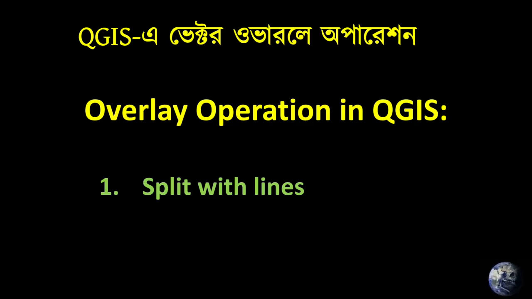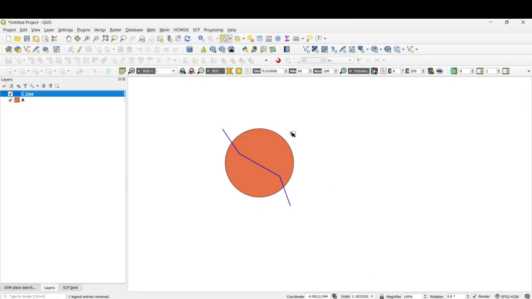First of all, open the QGIS. Yes, the QGIS has been opened. Now see, in the project area, in the layer panel, there are two layers. First is the A layer and the second layer is the C line layer. Both the layers are not the same. The A layer is a polygon layer and the C layer is a line layer. So there is one line layer and one polygon layer.